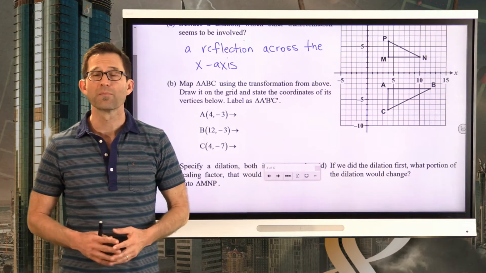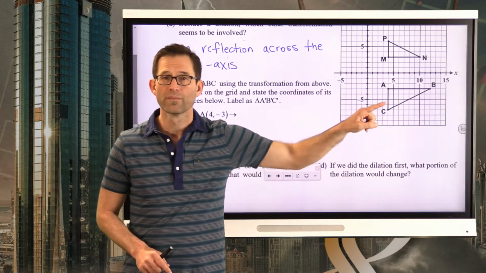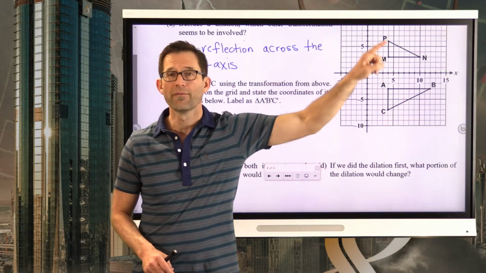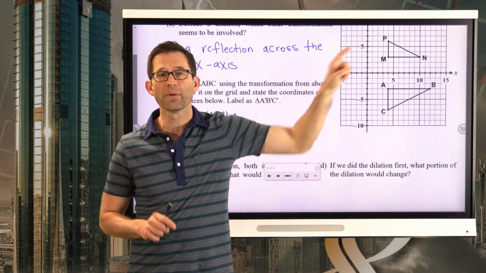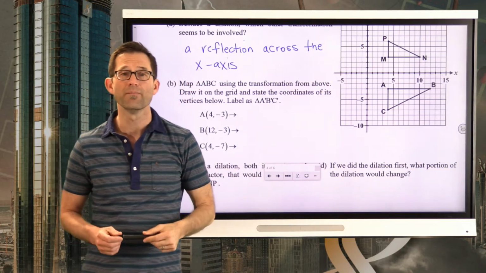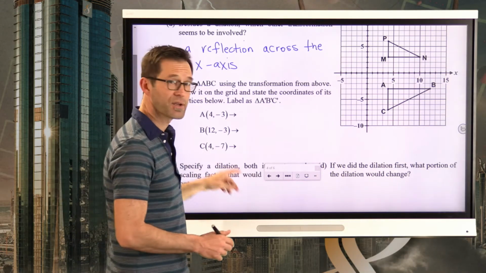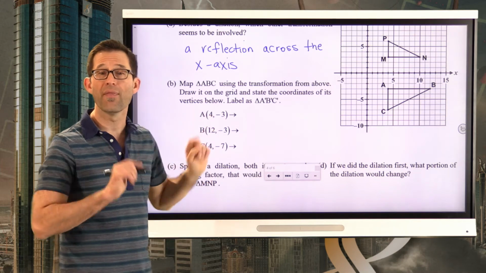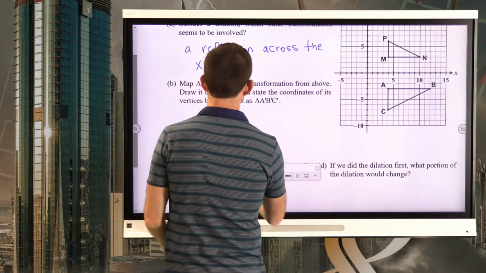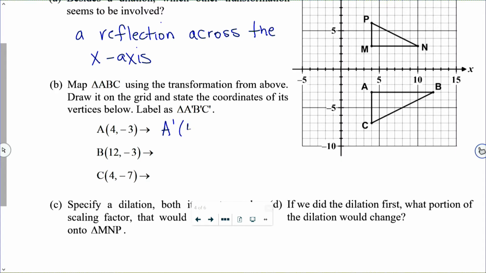Now you could count squares, but keep in mind that anytime I take a point, let's say down here, and I flip it across the x-axis, the x-coordinate stays the same, but the y-coordinate changes its sign. In other words, I can actually come up with all of these and then plot. So let's do that. A', when it gets reflected across the x-axis, the 4 stays the same, but the 3 changes sign. B' the same way will be 12, 3, and C' will be 4, 7.